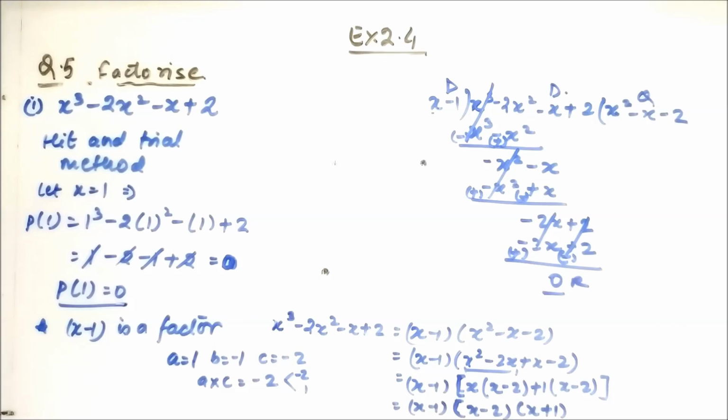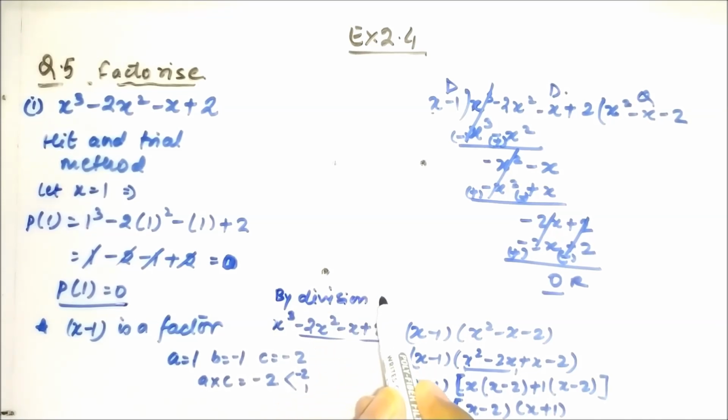Before doing this fifth question, I suggest you first thoroughly solve question number 4, because that will be very good for understanding question number 5. So these are the three factors of this cubic polynomial. Till here, this will be the final solution. This actually has 3 parts. First is the hit and trial method, second is division, and the third one is splitting the middle term. This we got by the division algorithm. I hope you understood this part.